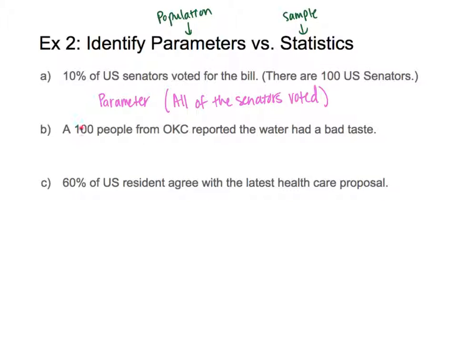The second one here says 100 people from the OKC reported that the water had a bad taste. So in this scenario, let's first analyze 100 people. Now, last time I checked, OKC has way more than 100 people living in OKC. So this here is really small. So a lot of the times we have to use some common sense here. So this here needed to be a sample. So this here is a sample because there are more people in OKC than there are 100.